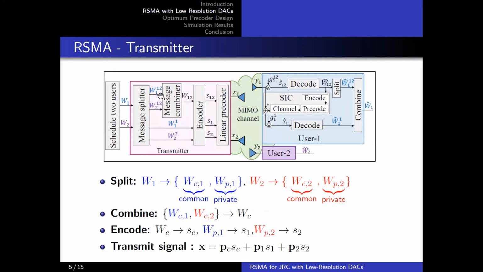We explain RSMA over an example with two users. At the transmitter, the messages of two users are split into two parts, the common parts and the private parts. Then, the common parts of the messages are combined into a single common message. The combined common message and the two private messages are independently encoded into separate symbol streams. The transmit signal is obtained by applying linear precoding to each symbol.